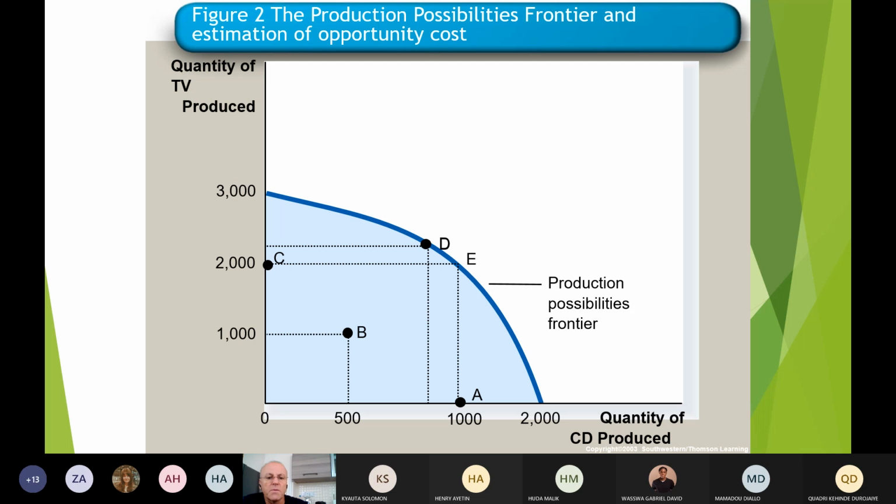Okay, the production possibility frontier, which is illustrated here with the opportunity cost aspect. As I said to you, if you don't produce any CD, you have 3,000 TV production, and if you don't produce TV, you will have 2,000 CD. Therefore, either you are going to produce 3,000 TV or 2,000 CD, or you may combine these two productions, which is mostly in the holdings or group of companies.